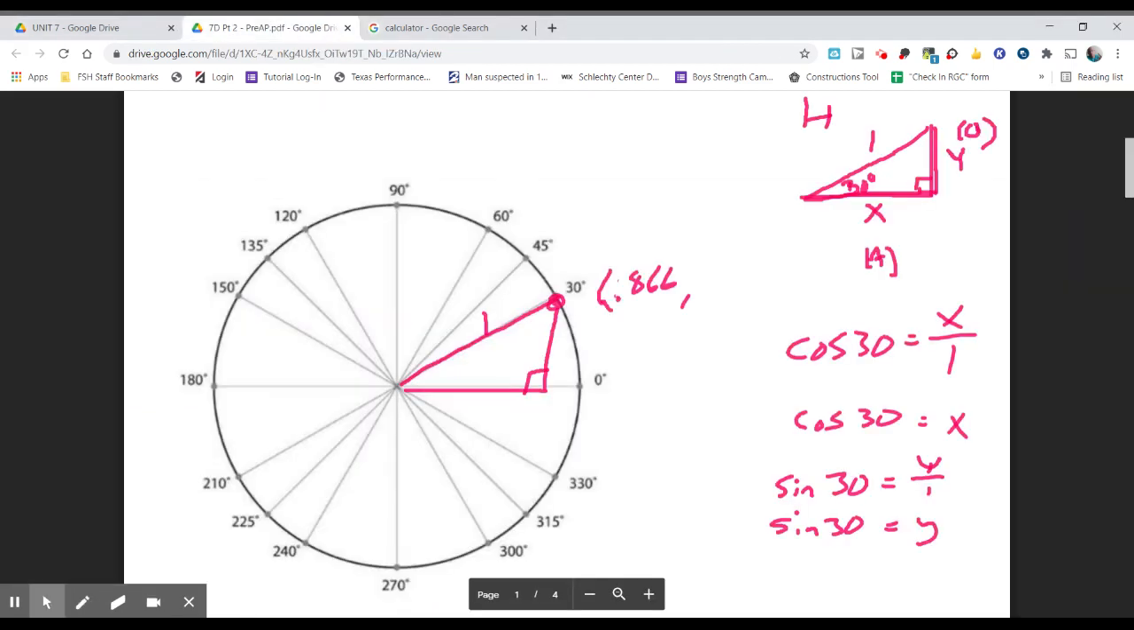All right, so we go back to our deal here. So at a 30-degree angle, all right, we have a 30-degree angle here. All right, so our X value is 0.866, okay, and our Y value is 0.5.